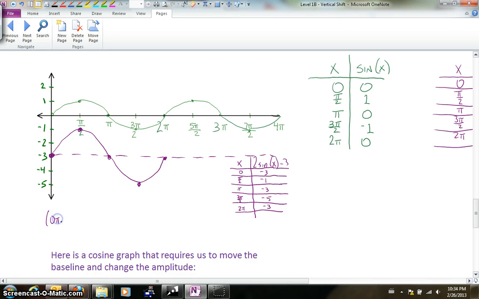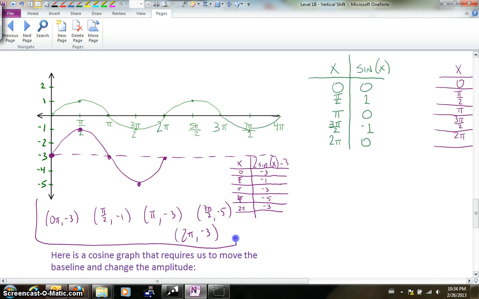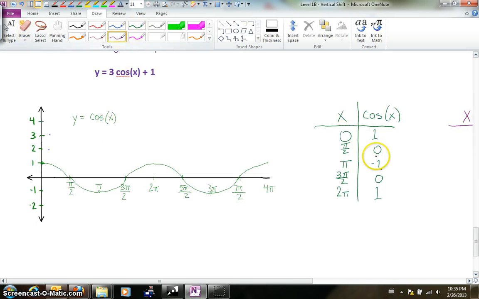At 0 pi, we're at negative 3. At pi over 2, we are at negative 1. At pi, we're at negative 3. 3 pi over 2, negative 5. And then at 2 pi, negative 3. These are our 5 coordinates. We can do the same thing with cosine.